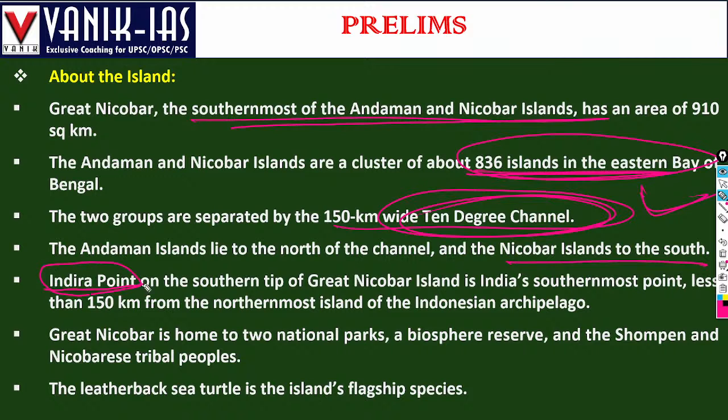Indira Point is the southern tip of Great Nicobar Island, India's southernmost point, less than 150 km from the northernmost island of the Indonesian archipelago. Great Nicobar is home to two national parks, a Biosphere Reserve, and the Sompen and Nicobari tribals. The leatherback sea turtle is the island's flagship species.